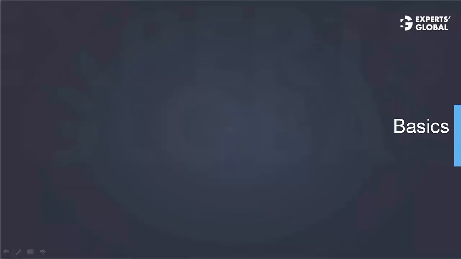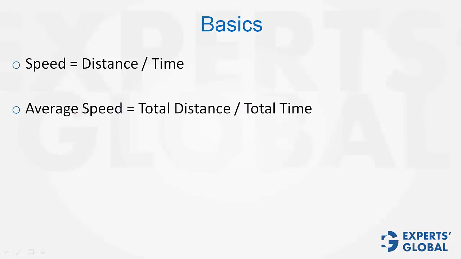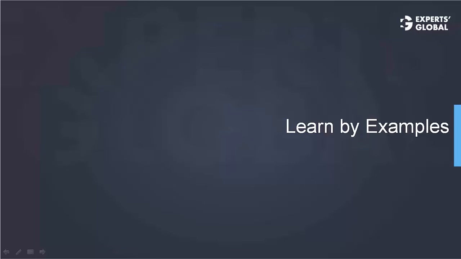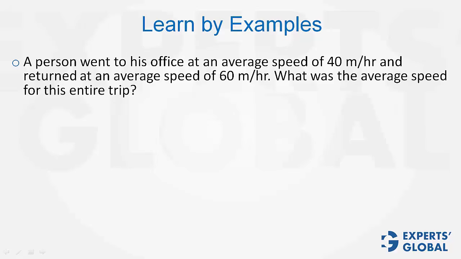The basics. Speed equals distance divided by time. Average speed equals total distance divided by total time. Let's learn by examples. Look at the first example here, the same question that we had on the first slide.